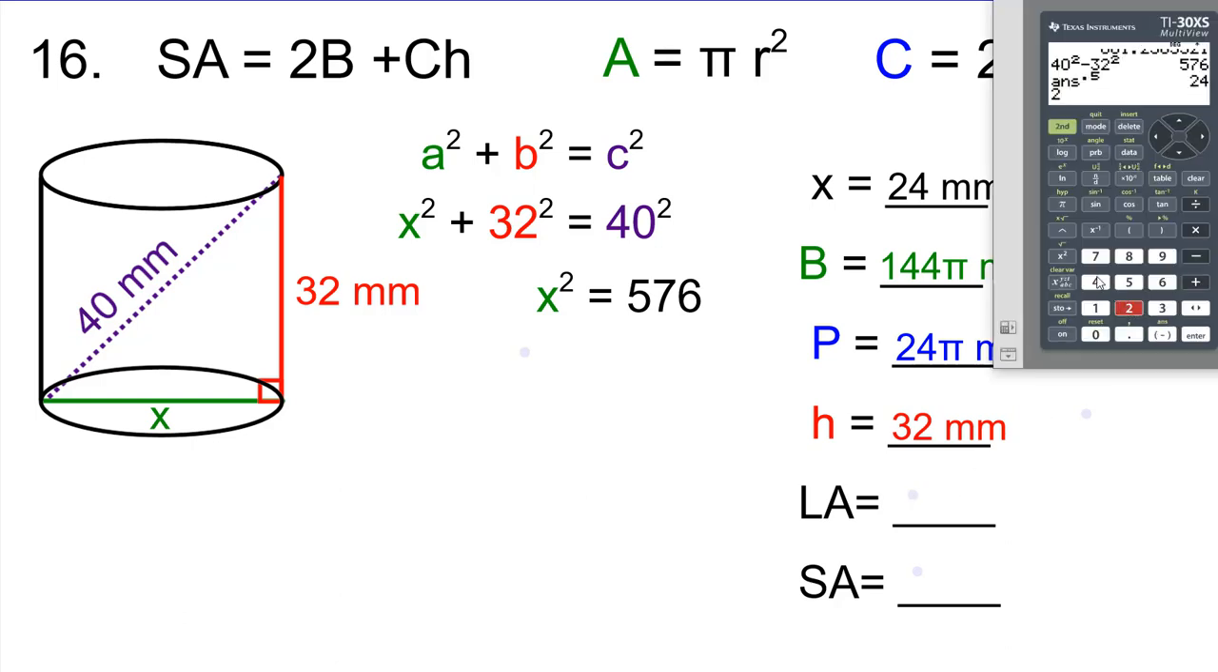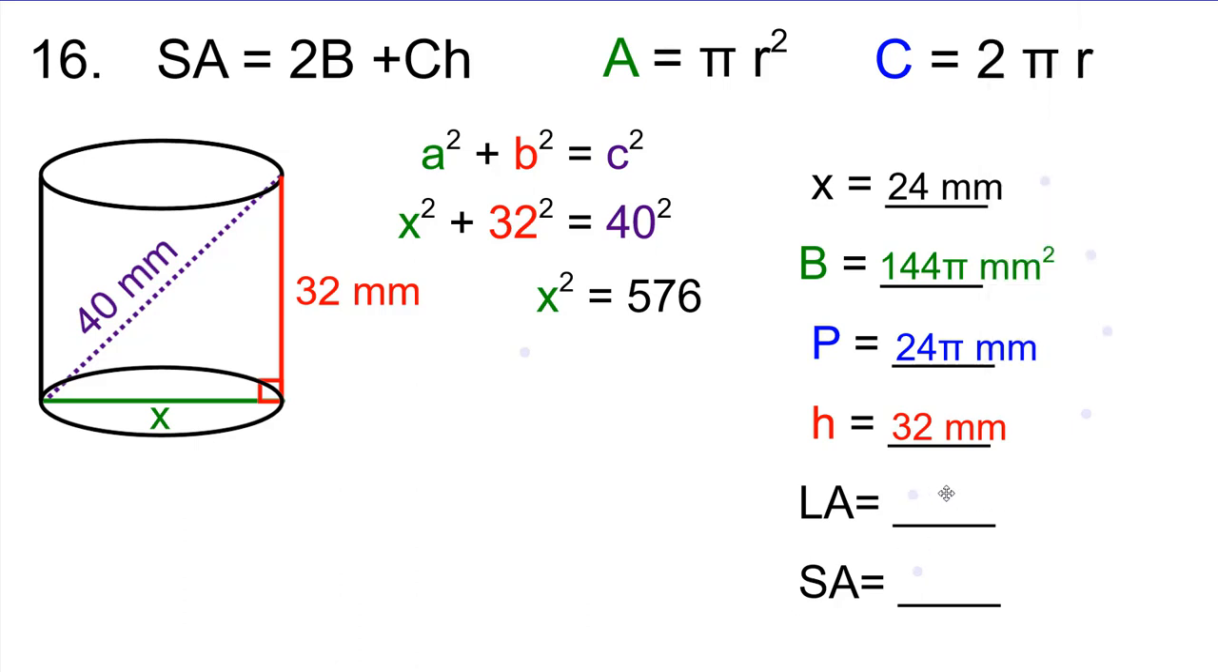And so to find the lateral area, we just multiply those together. So what is 24 times 32? And I left off the pi, so make sure we add that to our answer. So that would be 768 pi. And it's millimeters squared because we're dealing with area. Just double checking my answer bank real quick. Yeah, 768 pi millimeters squared.